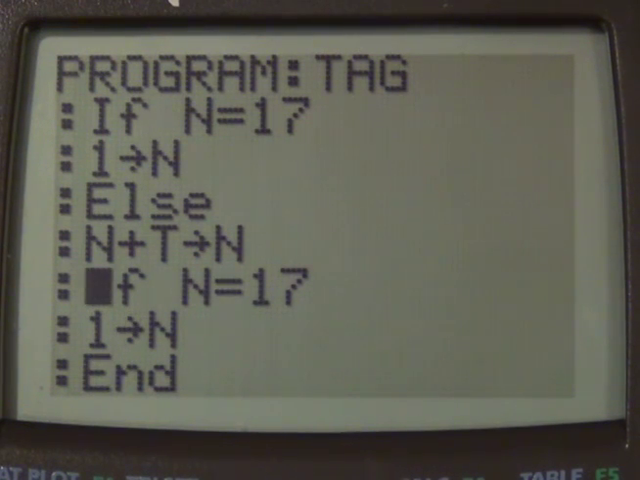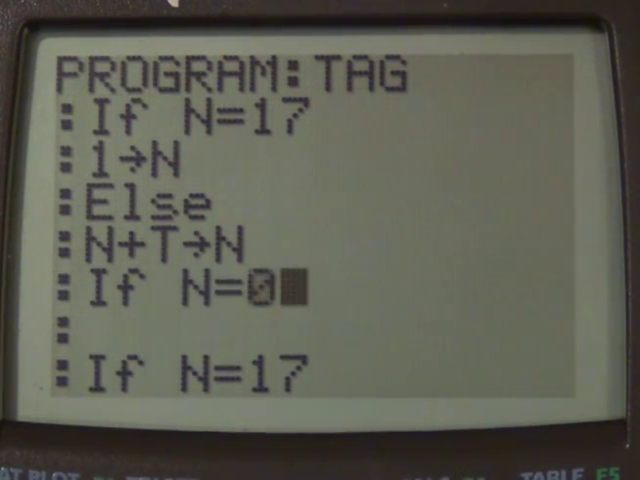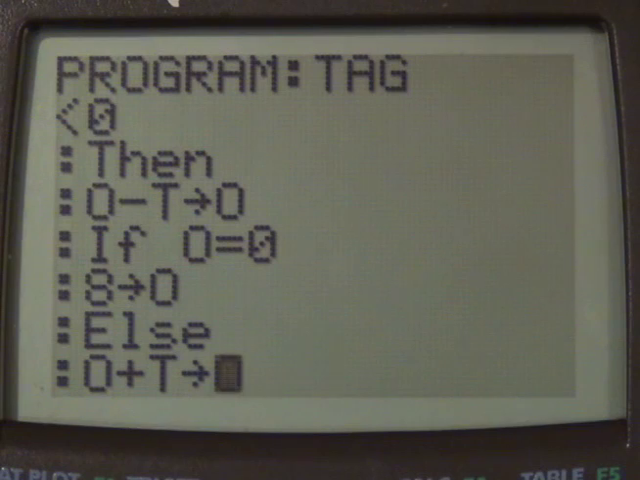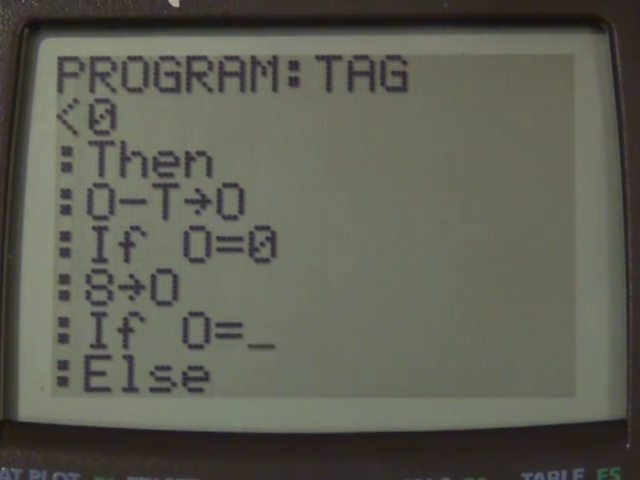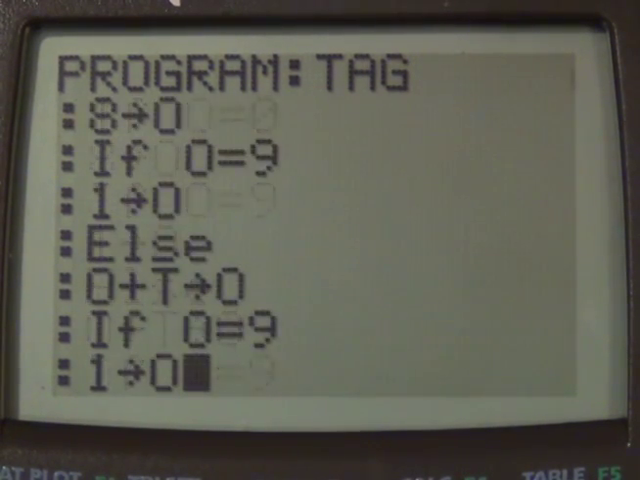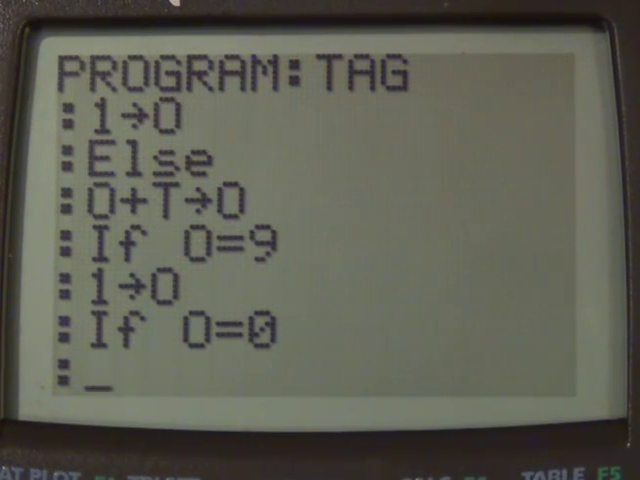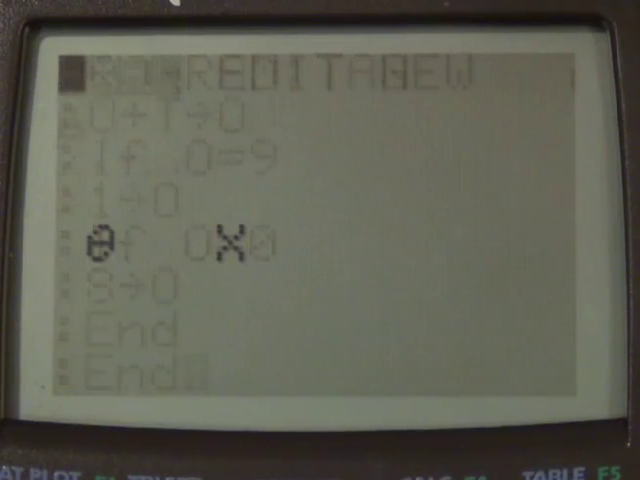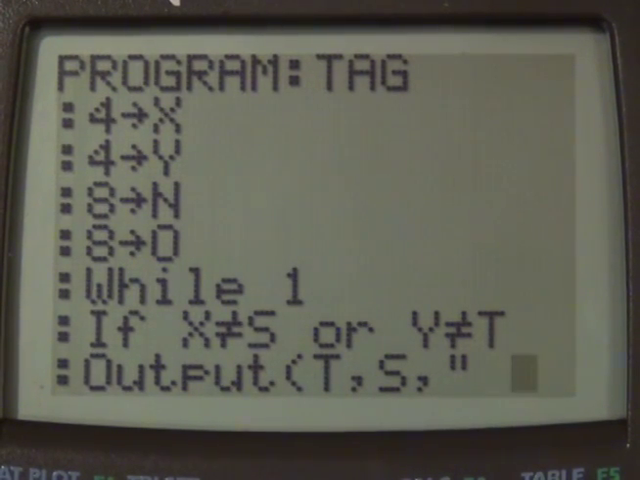Oh, no, that's fine. If n equals 0, 1 stores n, 16 stores n, and down here, if O equals 9, 1 stores O, and if O equals 0, then 8 stores O. So basically when he touches us, he's going to do the opposite.